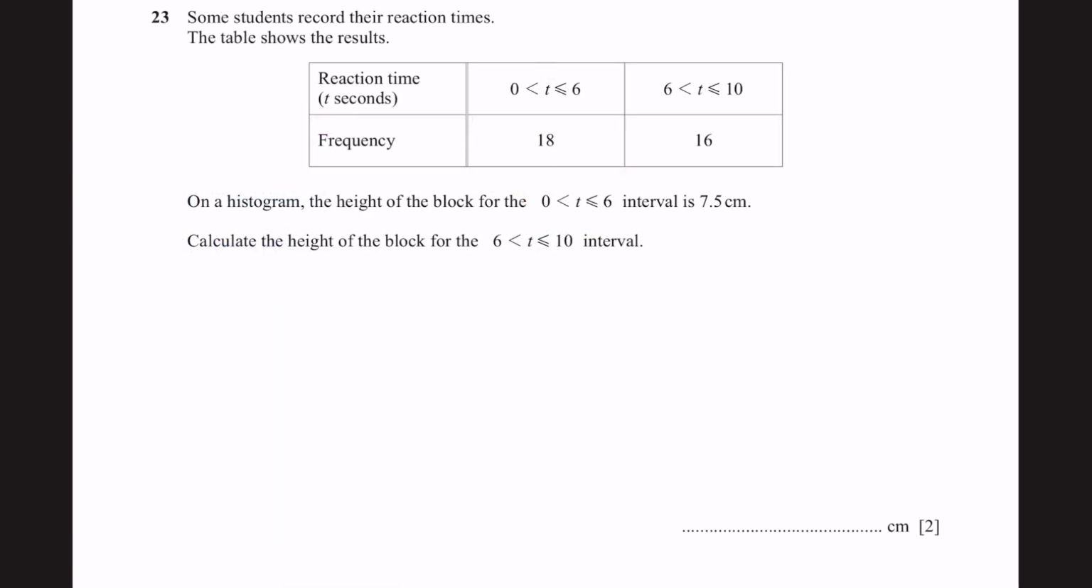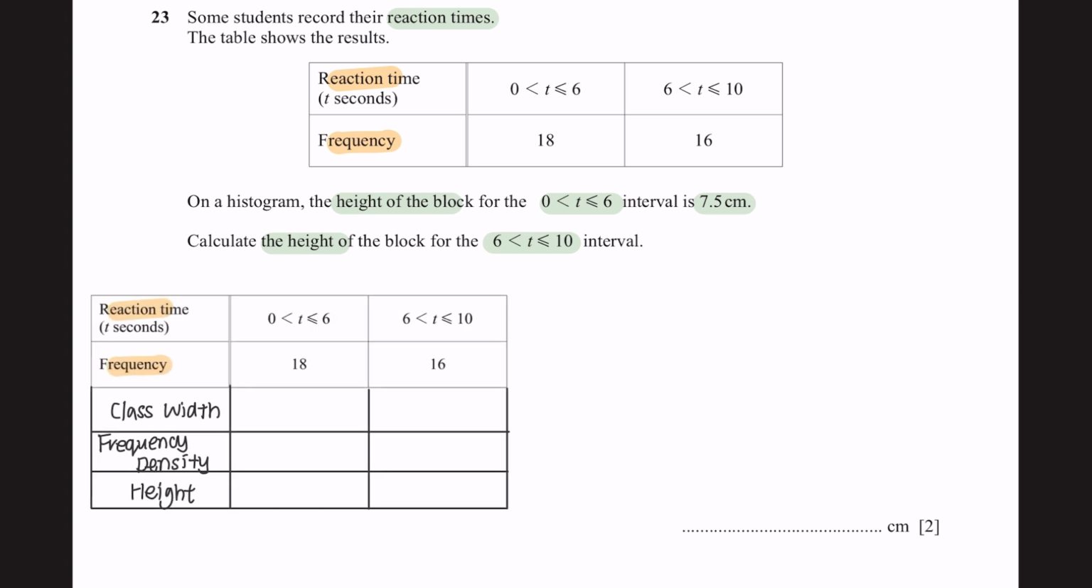Question 23. Some students record their reaction times. The table shows the result. On a histogram, the height of the block for this range interval is 7.5 centimeters, and we are asked to calculate the height of the block for this interval. To answer this type of question, first I'd like to look for the frequency density and the class width. We have already been given the height for the first interval, 7.5 centimeters, and now we are looking to find the height of this interval.